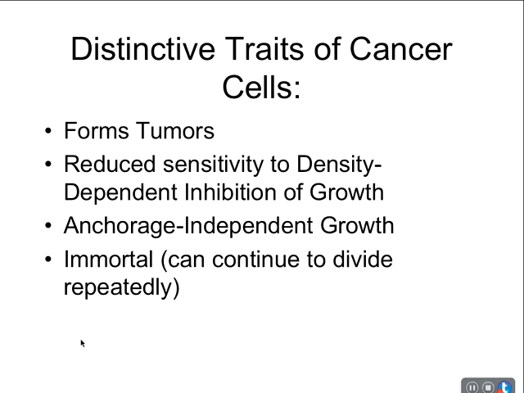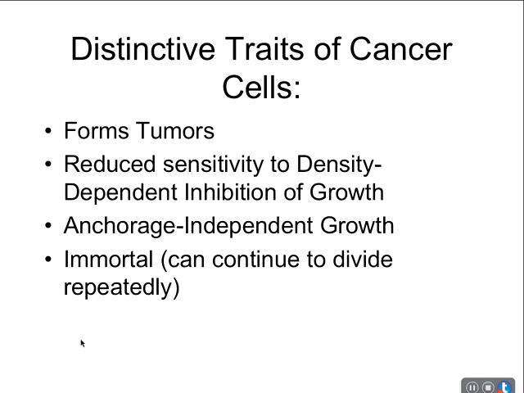The next one we're going to talk about some more, but to introduce it, they have reduced sensitivity to density-dependent inhibition of growth. I'm going to go through that in detail in just a moment, but what that means is normal cells will not overgrow in a population. Cancer cells don't care about that. They don't care about cell density. They will keep undergoing growth regardless of what's happening in the environment.